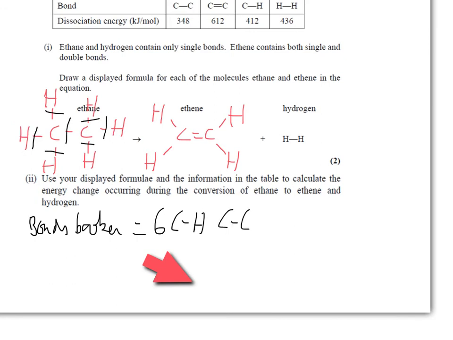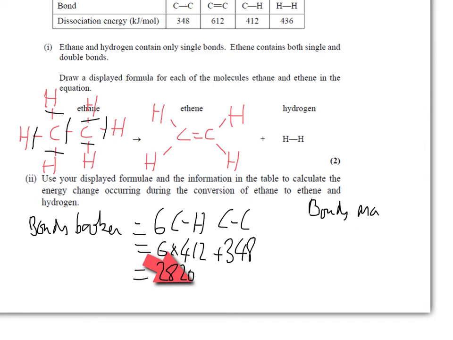Okay, now we can look it up in the table. So we've got 6 times 412, which is the CH, and then we've also got the CC, which is 348, and if we do that quickly on the calculator, that comes out as 2820. Bonds made, well, when we make bonds, we release energy.